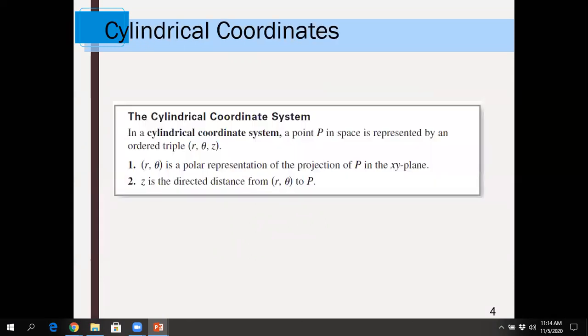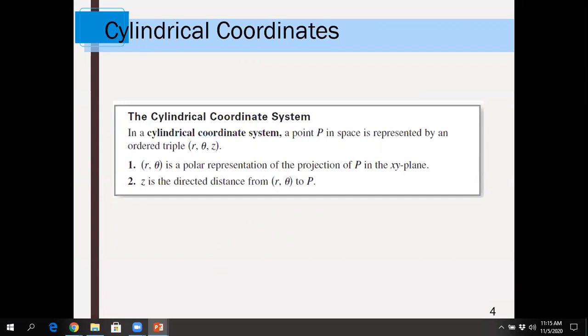Okay. So here's what a cylindrical coordinate system is. Point P in space is represented by an ordered triple r, theta, z. But what are r and theta? Well, we know what r and theta are. r and theta is the polar representation of the projection of P into the XY plane. And z is just the directed distance from r, theta. What do I mean by directed distance? So I have r, theta in the XY plane. If z is positive, I go up that amount. If z is negative, I go down that amount, right? z is the same as it was in the regular old box coordinate system.